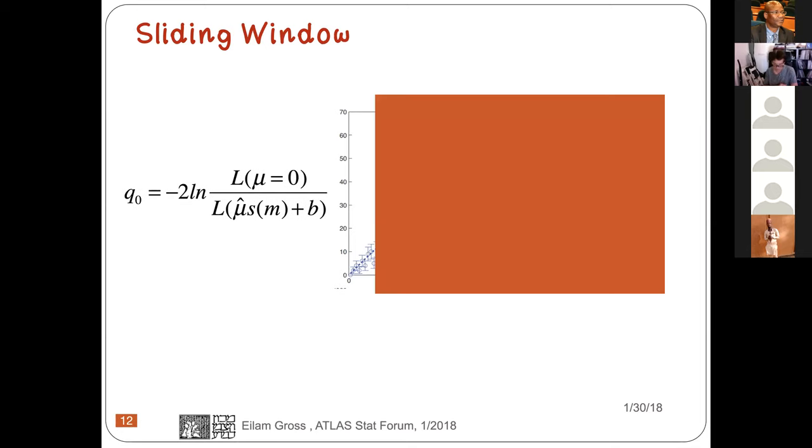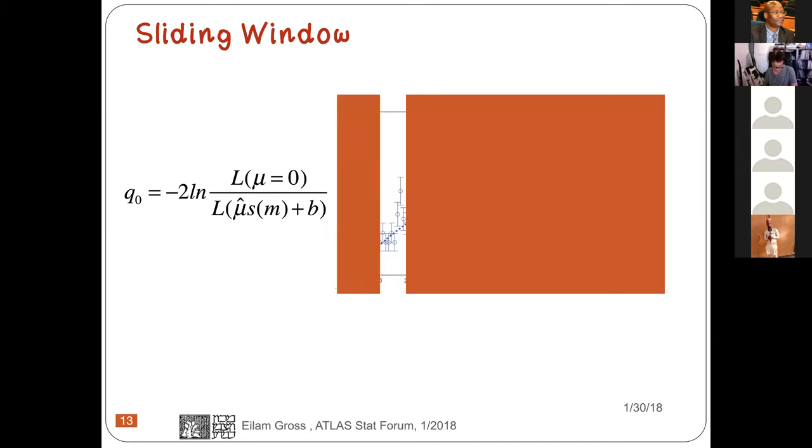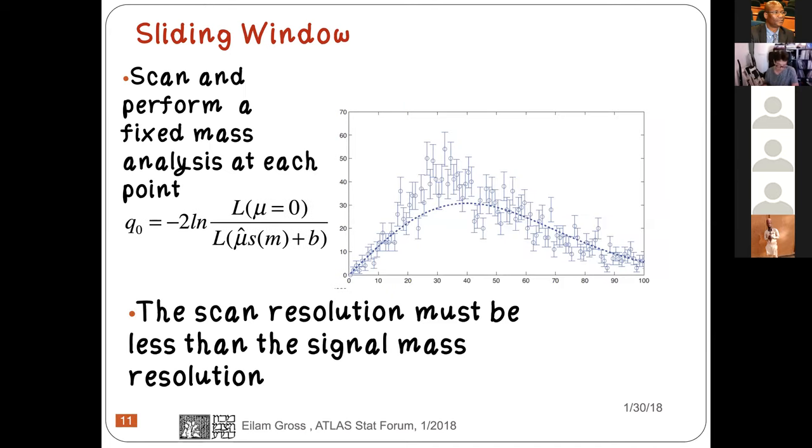Sorry? Yes. What if the scan resolution is the same as the signal resolution? What if it's perfect?